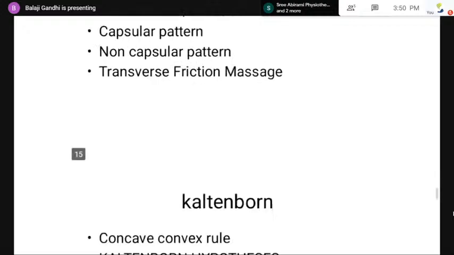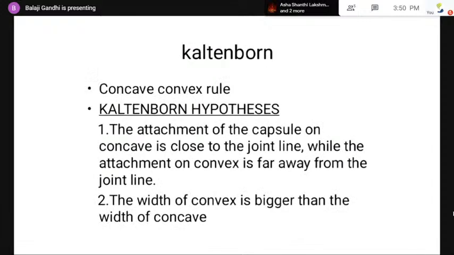Yes. Now we'll come to the old method. This one, Kaltenborn's concepts. The concave convex rule is important. This is an important pillar of the manual therapy concept. All the manual therapy concepts rest on the concave convex rule. This is being told by the Kaltenborn book. We have seen the concave convex rule.